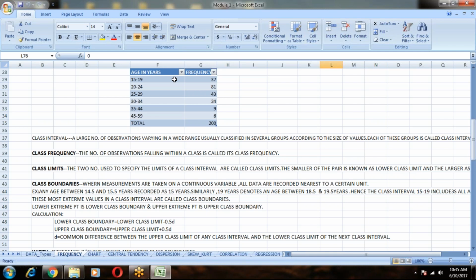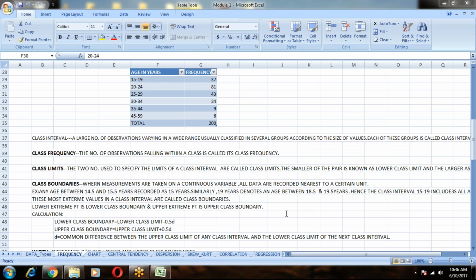How to calculate the class boundary? Consider the first class interval's upper limit. What is the value of our upper limit? It's 19, right? And then consider the second class interval's lower limit. What is the value? It's 20, right? Are you getting my point? So we are considering the first class interval's upper limit and the next range's lower limit, 20. Now what is the difference between these two, 20 and 19? It is 1. Divide it by 2.